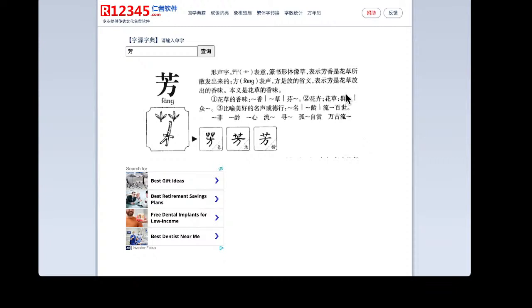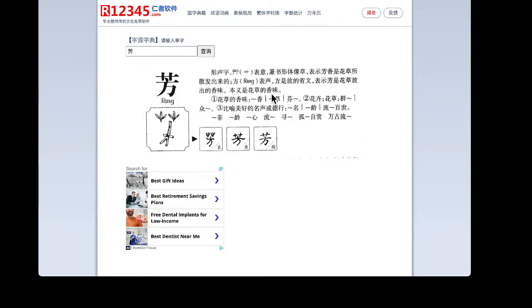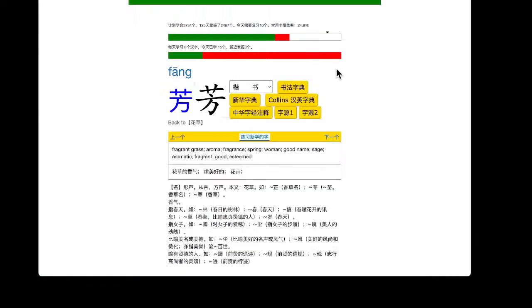So therefore, fenfang is a word. They put these two characters together. Fenfang as a word specifically means aroma and fragrance. Now, these two characters, because of their meanings, are especially popular in people's names, mostly for girls' names, but sometimes they are used in boys' names as well. Okay, so that's fen. Next one.